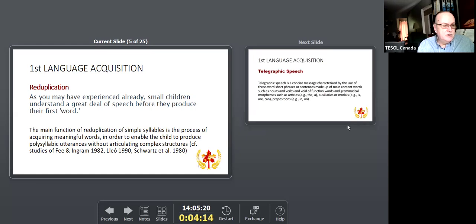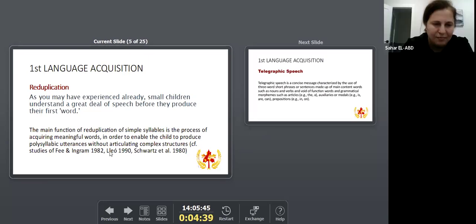The main function of reduplication of simple syllables is the process of acquiring meaningful words in order to enable the child to produce polysyllabic utterances without articulating complex structures. And these are the references that she gives for that thought.